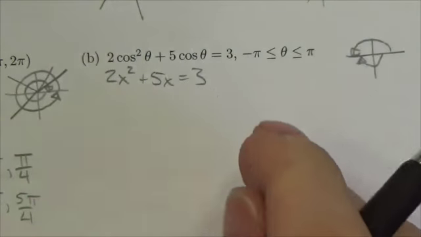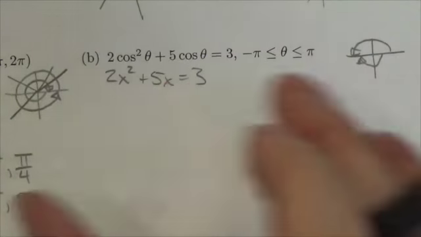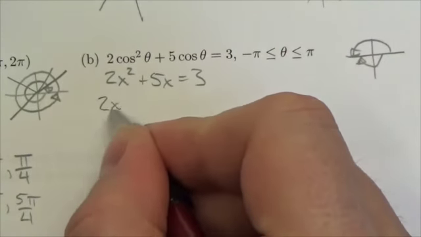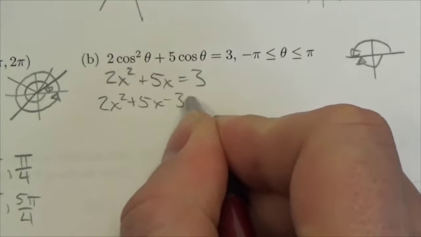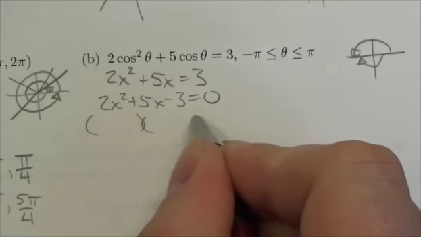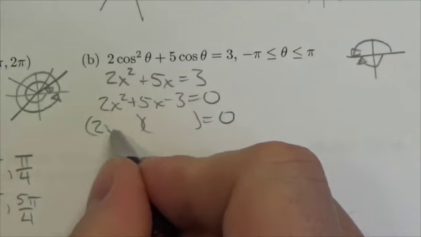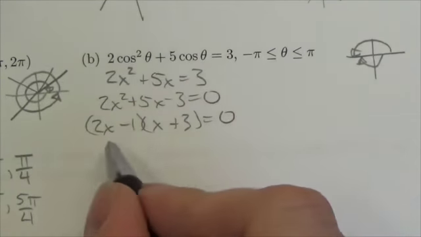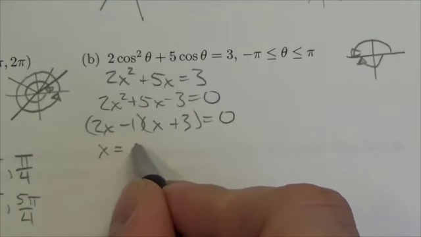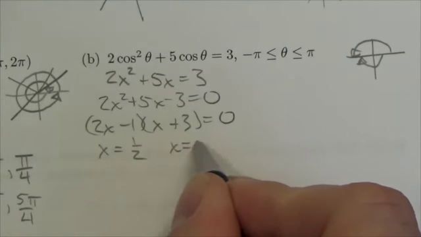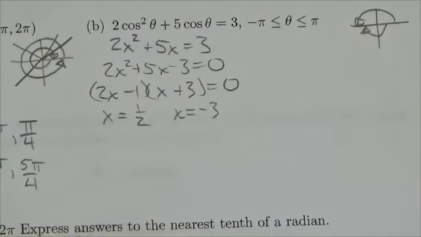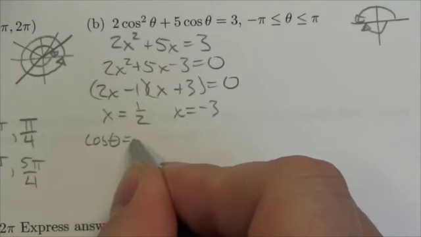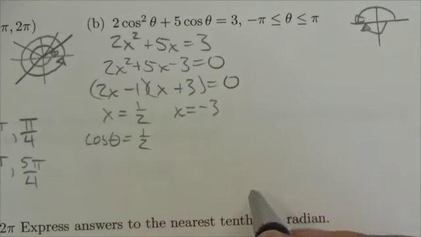And so now what we can do here is focus on just the algebra part of this problem. So it's a quadratic, bring the 3 over. And let's solve this by factoring. So 2x, x, and what do we got here? This is going to be positive 3 minus 1. So now I know that x is either equal to positive 1/2 or x is equal to negative 3. Okay? So once I've done that, now I can identify, oh, look at that. x was cosine.